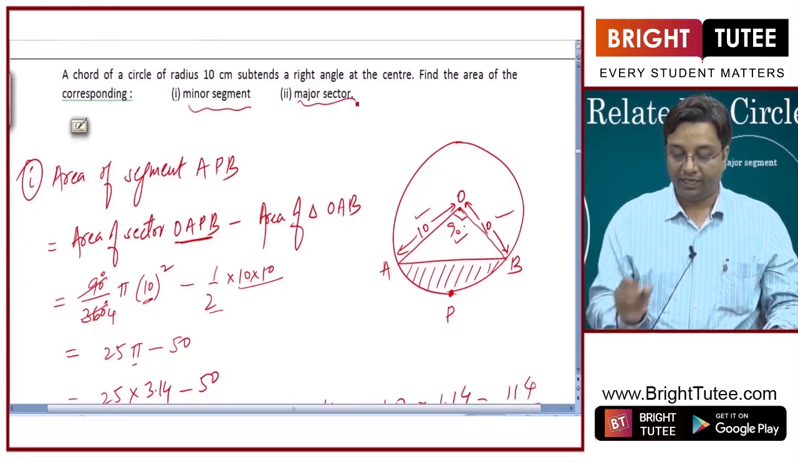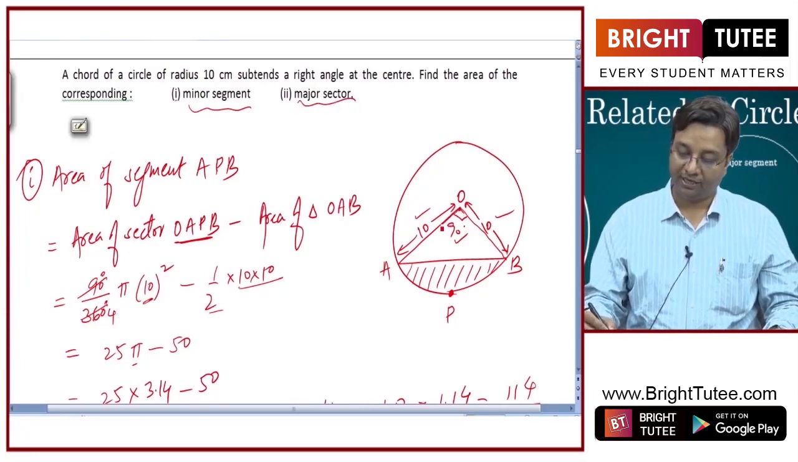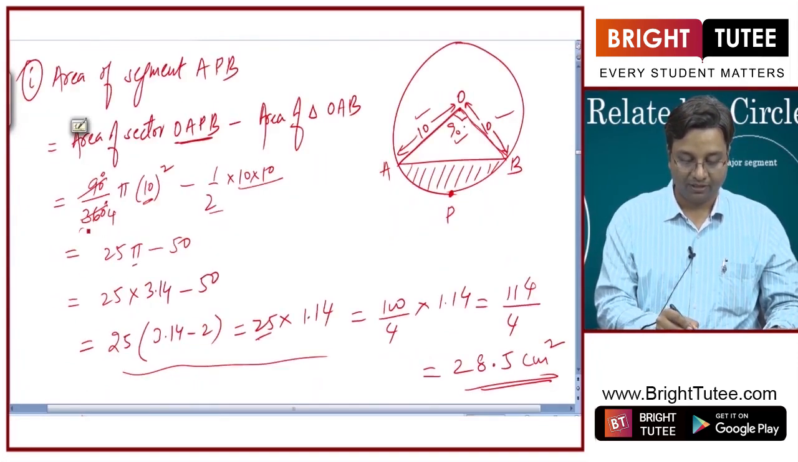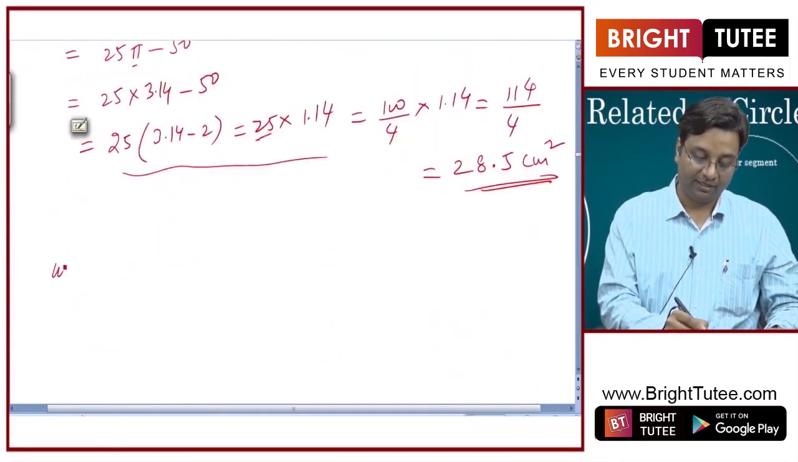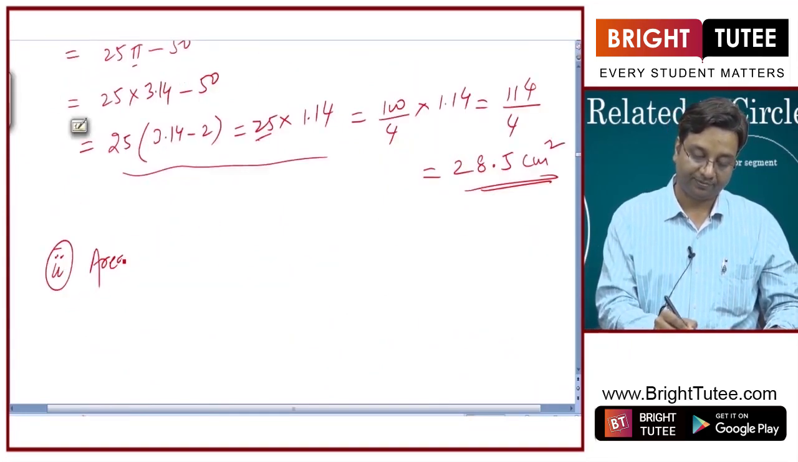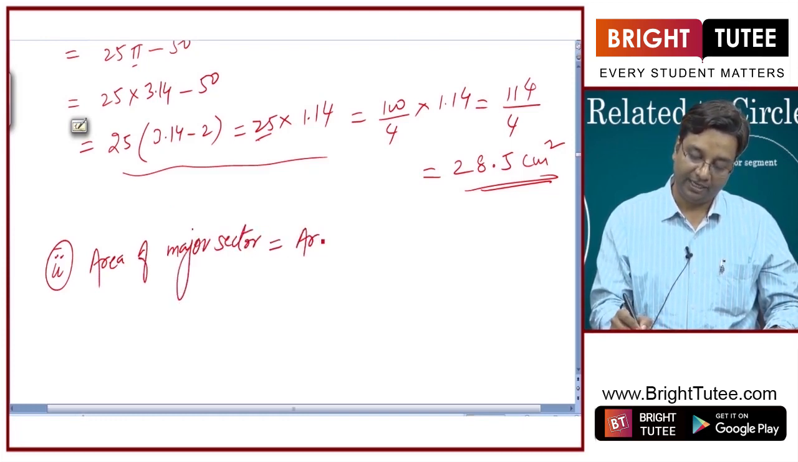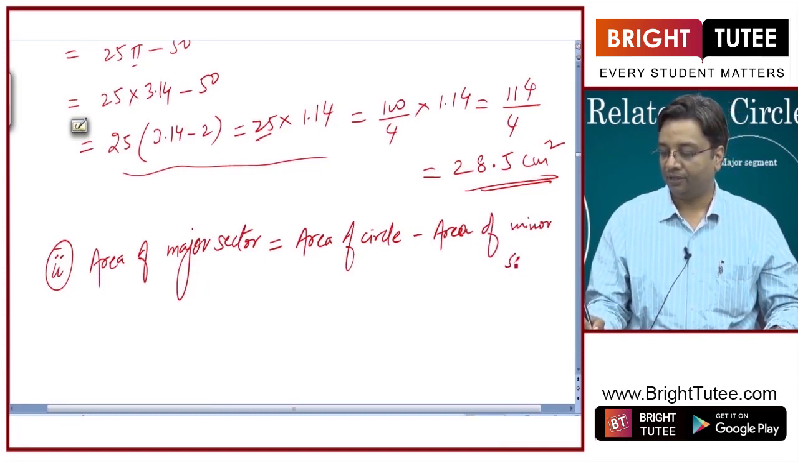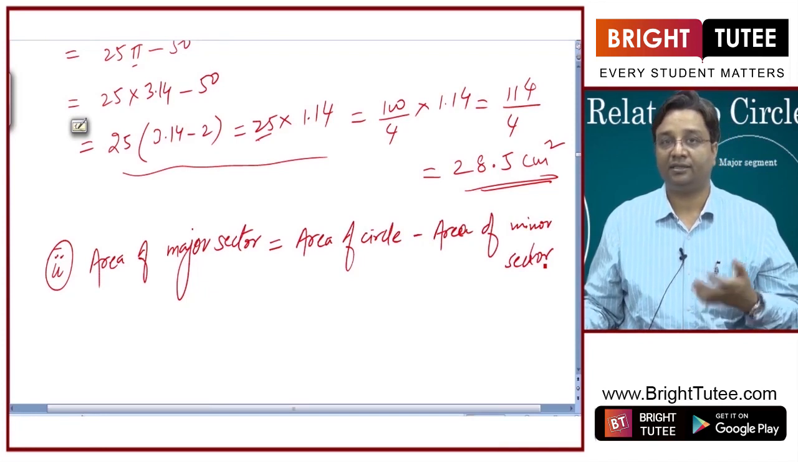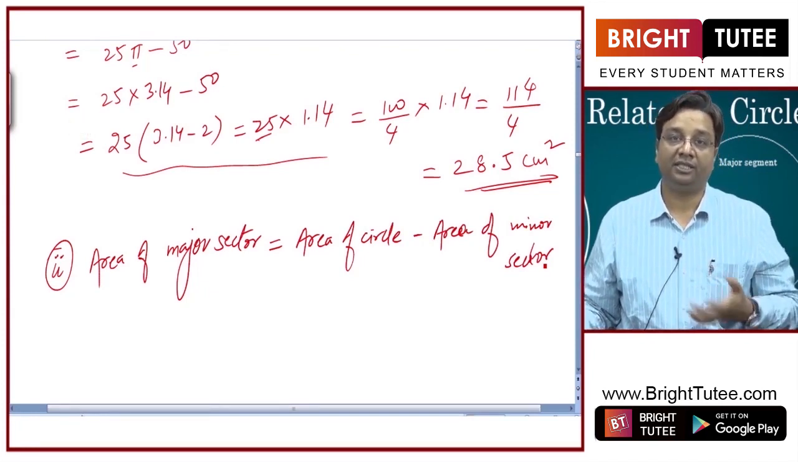So I need to calculate now the area of major sector. I know the area of this minor sector OAPB already, which is equal to this, right? So I can calculate the area of major sector by subtracting it from the area of circle. So second subpart, area of major sector is equal to area of circle minus area of minor sector. Or another way to look at it is minor sector is 1/4 of the circle. So the major sector is 3/4 of the circle.